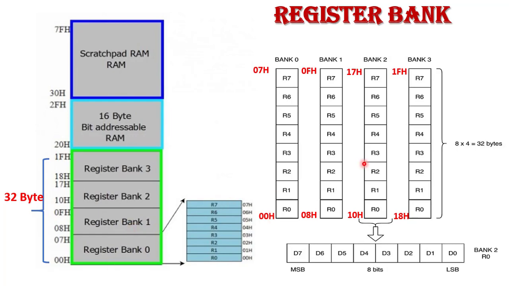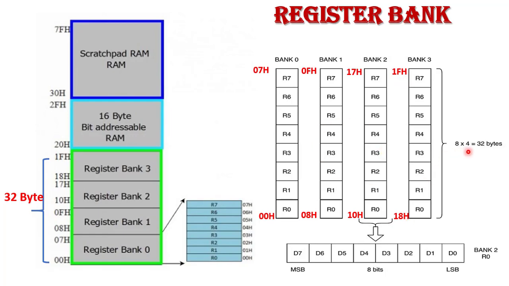Here I explain with the help of a diagram. Bank 0 has 8 registers R0 to R7, whose addresses start from 00H to 07H. These are the byte addresses of bank 0. Next is bank 1. Bank 1 also has 8 registers R0 to R7, with addresses from 08H to 0FH. Bank 2 also has 8 registers R0 to R7, with addresses from 10H to 17H. Bank 3 also has 8 registers R0 to R7, with addresses from 18H to 1FH.